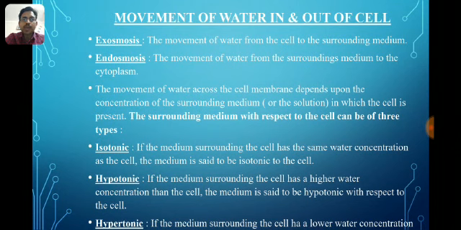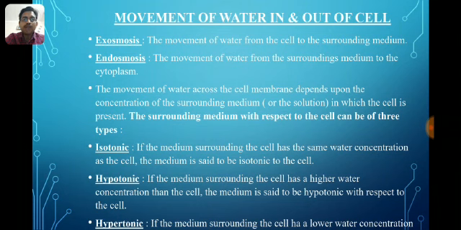Once again, I would like to explain exoosmosis and endoosmosis. Exoosmosis is the process of movement of water from the cells to the surrounding medium, while endoosmosis is the movement of water from the surrounding medium to the cytoplasm. The movement of water across the cell membrane depends on the concentration of the surrounding medium or the solution which is present around the cell.